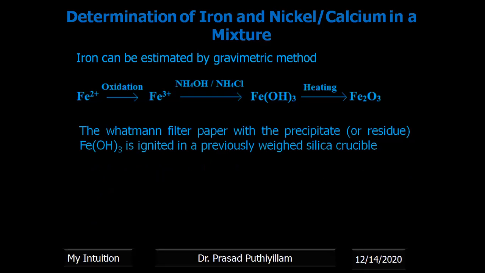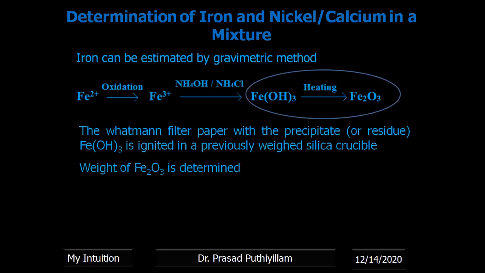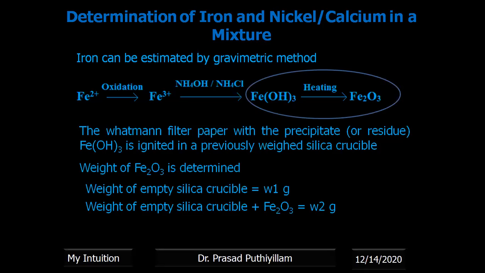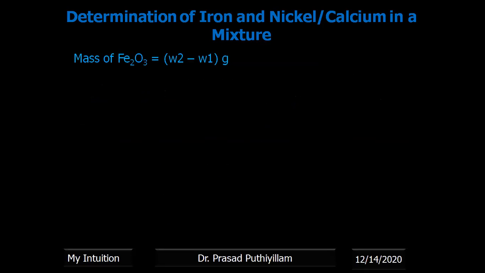The Whatman filter paper containing the precipitate, which we call the residue, is taken in a previously weighed silica crucible and ignited. Fe(OH)3 will be converted into Fe2O3. The weight of Fe2O3 is determined by weighing the final residue. If the weight of the empty silica crucible is W1 gram, and the weight of the silica crucible plus Fe2O3 is W2 gram, then the mass of Fe2O3 is W2 minus W1 gram.